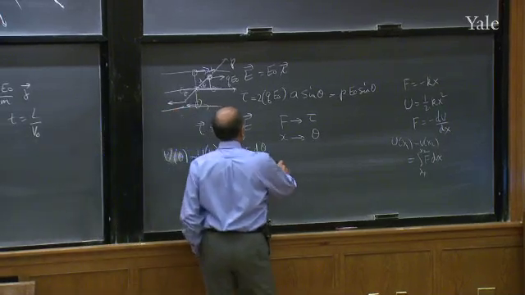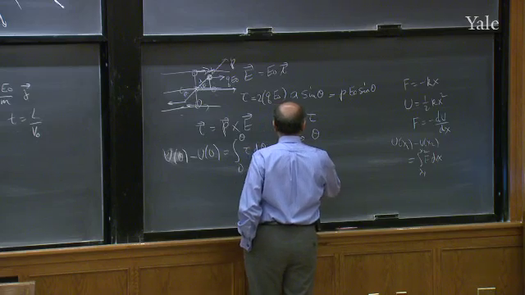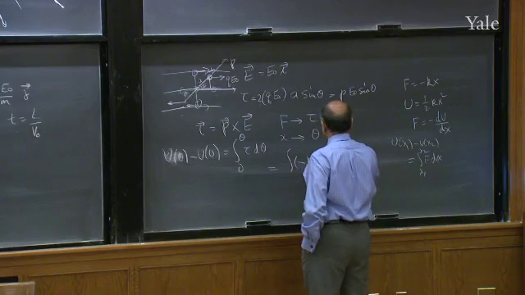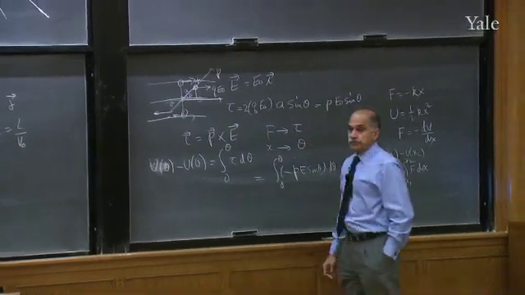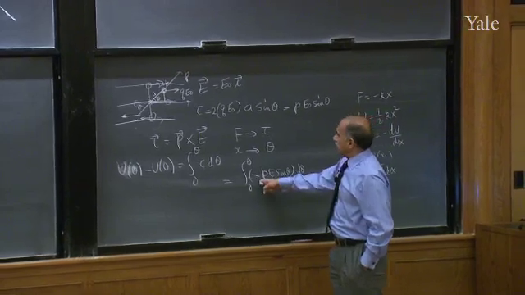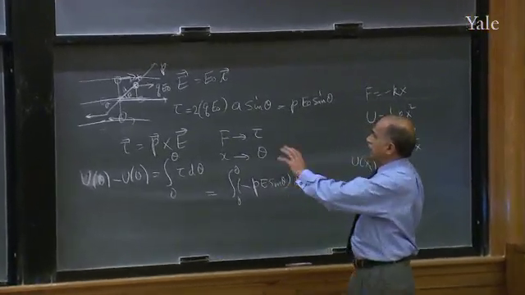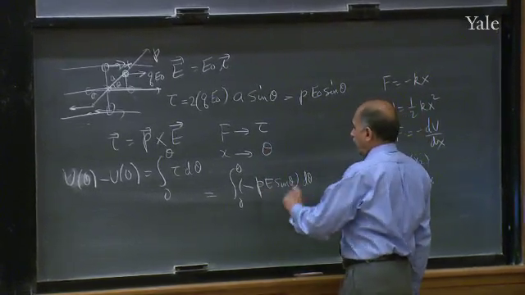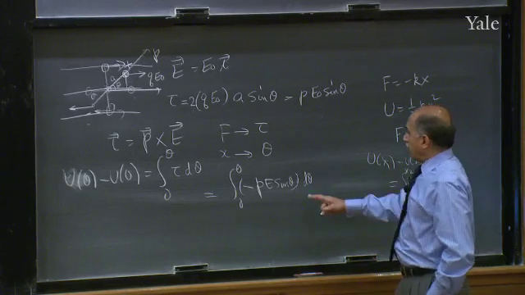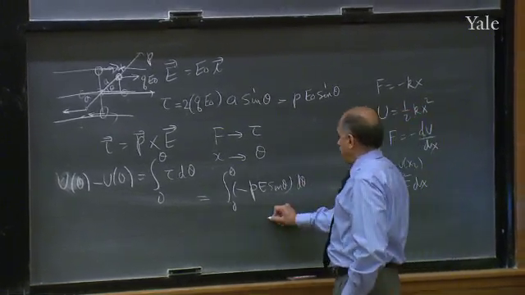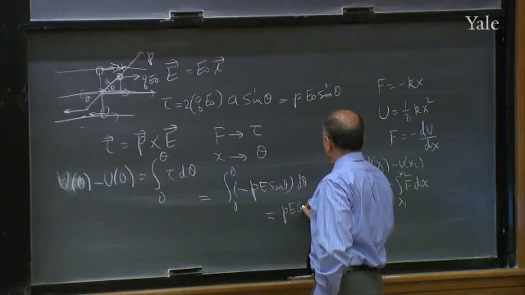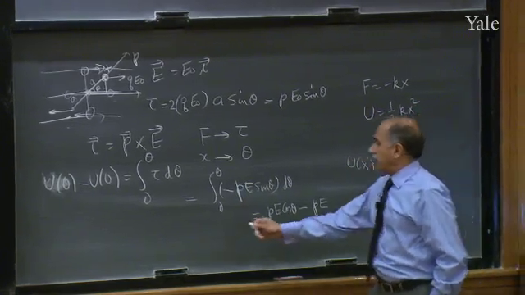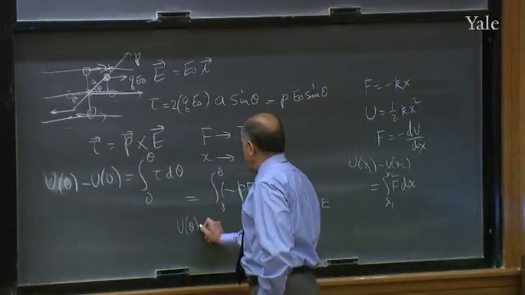Now, what is the torque? The torque is minus P E sine theta d theta from 0 to theta. There's a minus sign because if theta tries to increase, the torque tries to decrease it. That's why it has got a minus sign. Now, integral of minus sine theta is cosine theta. So you will get P E cosine theta minus P E cosine 0, which is minus P E. And that is supposed to be equal to U of theta minus U of 0.